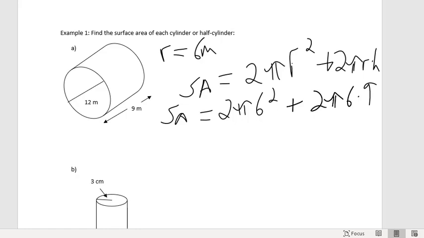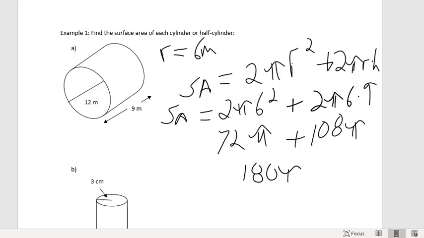6 squared, 36 times 2, 72 pi. And 2 times 6 is 12, times 9 is 108, so 108 pi. Add those two together, we get 180 pi. Don't forget to bring your units back. So we had meters and its area, so this is meters squared. What your answer should have is a number out front, then pi, then the units at the end.